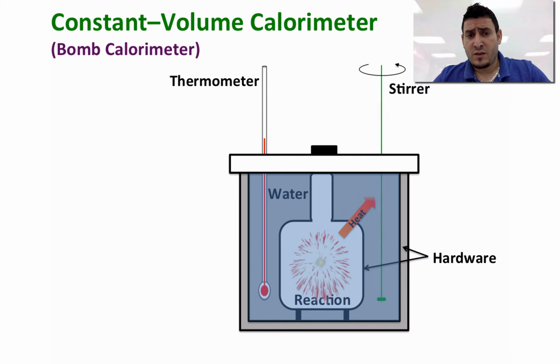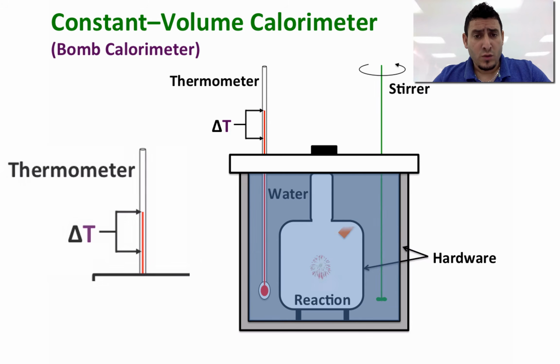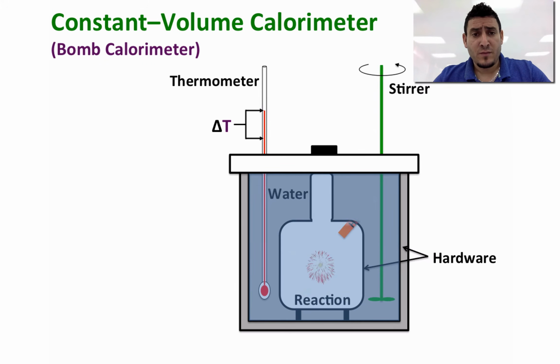Usually this is a violent reaction, and that's why it's called a bomb calorimeter. So there will be kind of a small explosion inside, and there will be a heat transfer from the reaction to the outside. Now, when the heat is transferred from the reaction to the outside, we can measure the change in the temperature of the water and the calorimeter using the thermometer.